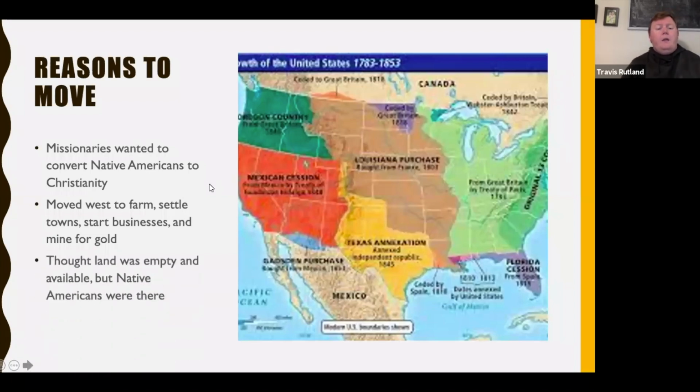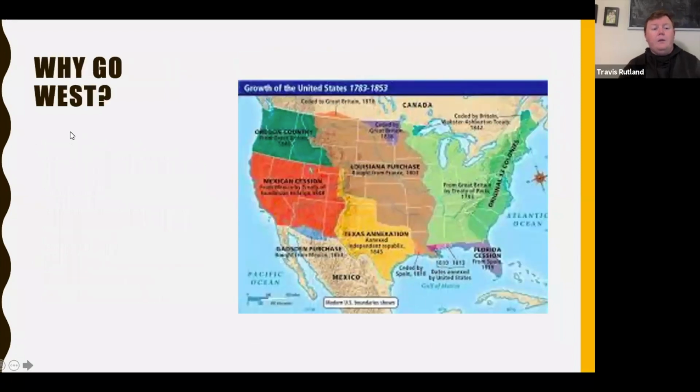Another reason was they thought that the land was empty and available. They thought that there was just this empty land out there, toward the west. In reality, though, there were Native Americans living there. So those are some of the reasons to move. Missionaries wanted to convert Native Americans. They had farmland, wanted to start towns, start businesses, mine for gold. And they also just thought that it was empty land waiting to be settled. So some of these incentives that we were talking about earlier.